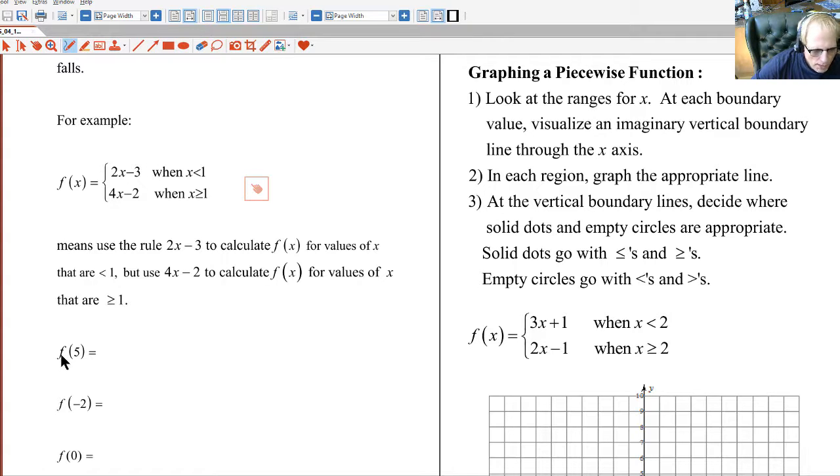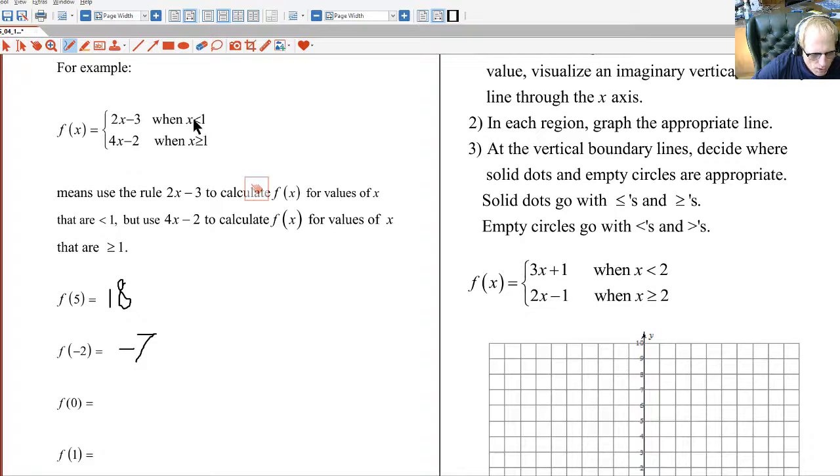So for example, f of 5 for this function above. Well, is x less than 1? 5? No, 5 is greater than or equal to 1. So you would use the lower rule or the lower equation to evaluate, and you would get 4 times 5 is 20 minus 2. This would be 18. Okay, f of negative 2. Well, negative 2 is less than 1, so we would do 2 times negative 2 is negative 4, minus 3 would give you negative 7.